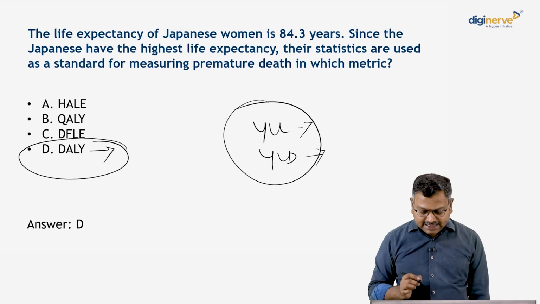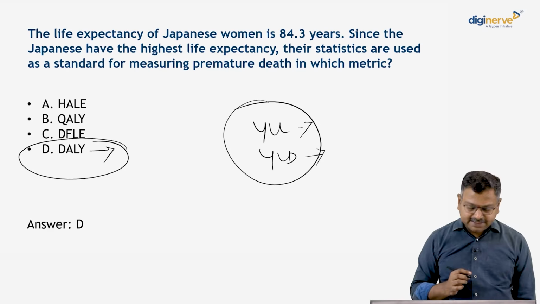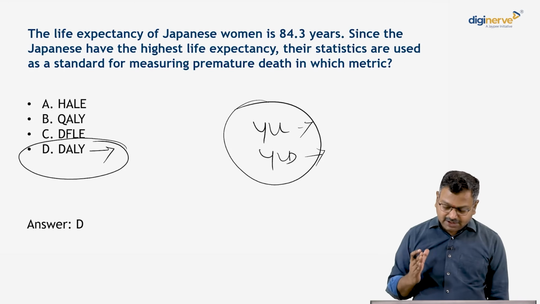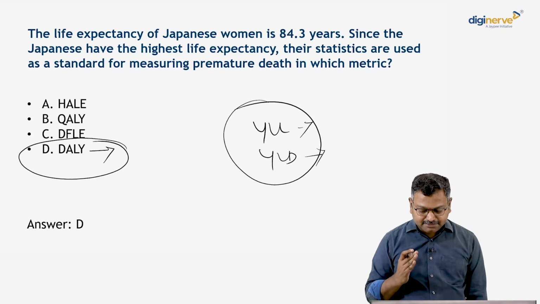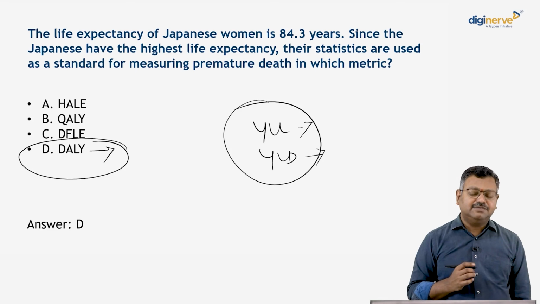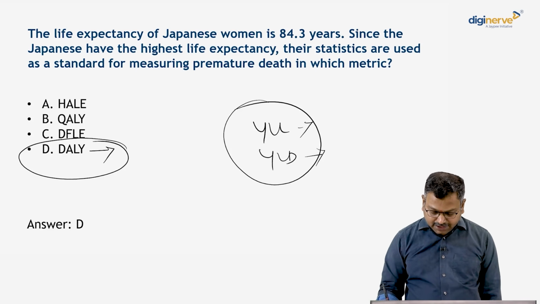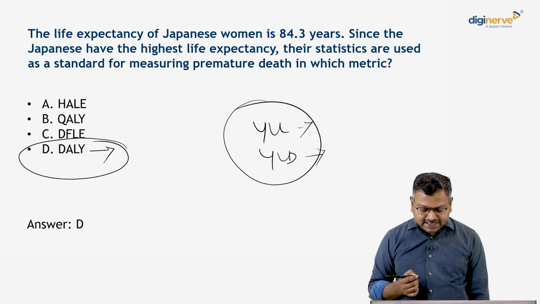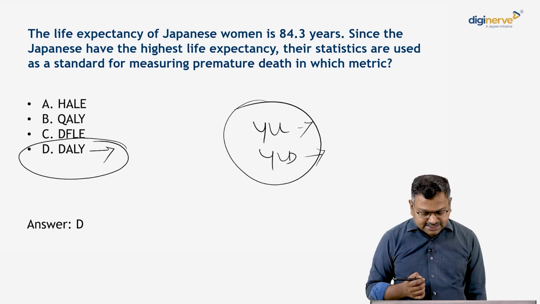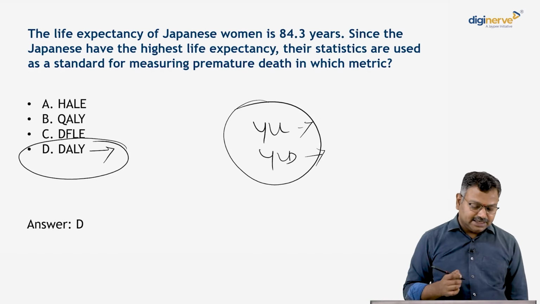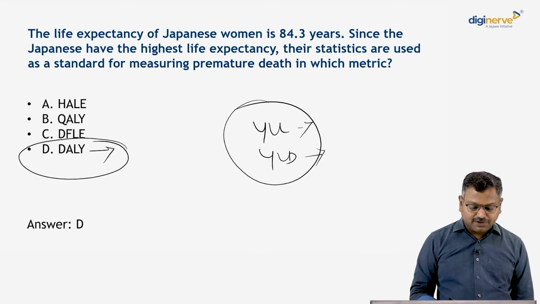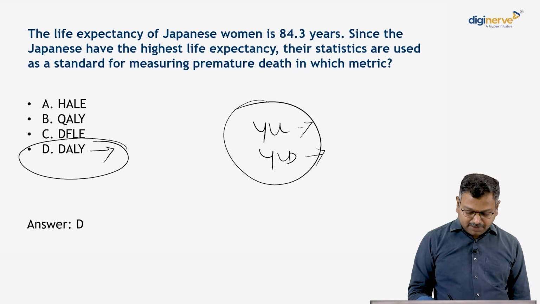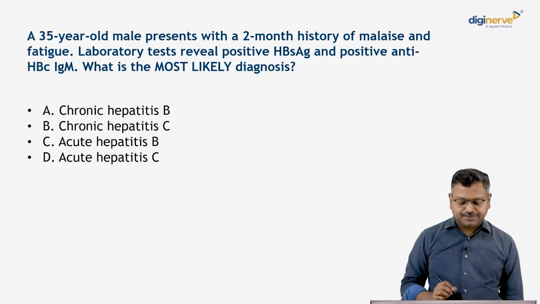HALE basically is the health adjusted life expectancy. That is basically got by the total life expectancy minus the years lived without health issues. QALY is the quantity and quality of life that we are seeing. The DFLE is the disability free life expectancy. So DALY is the one which is used for comparing the premature death that you see.